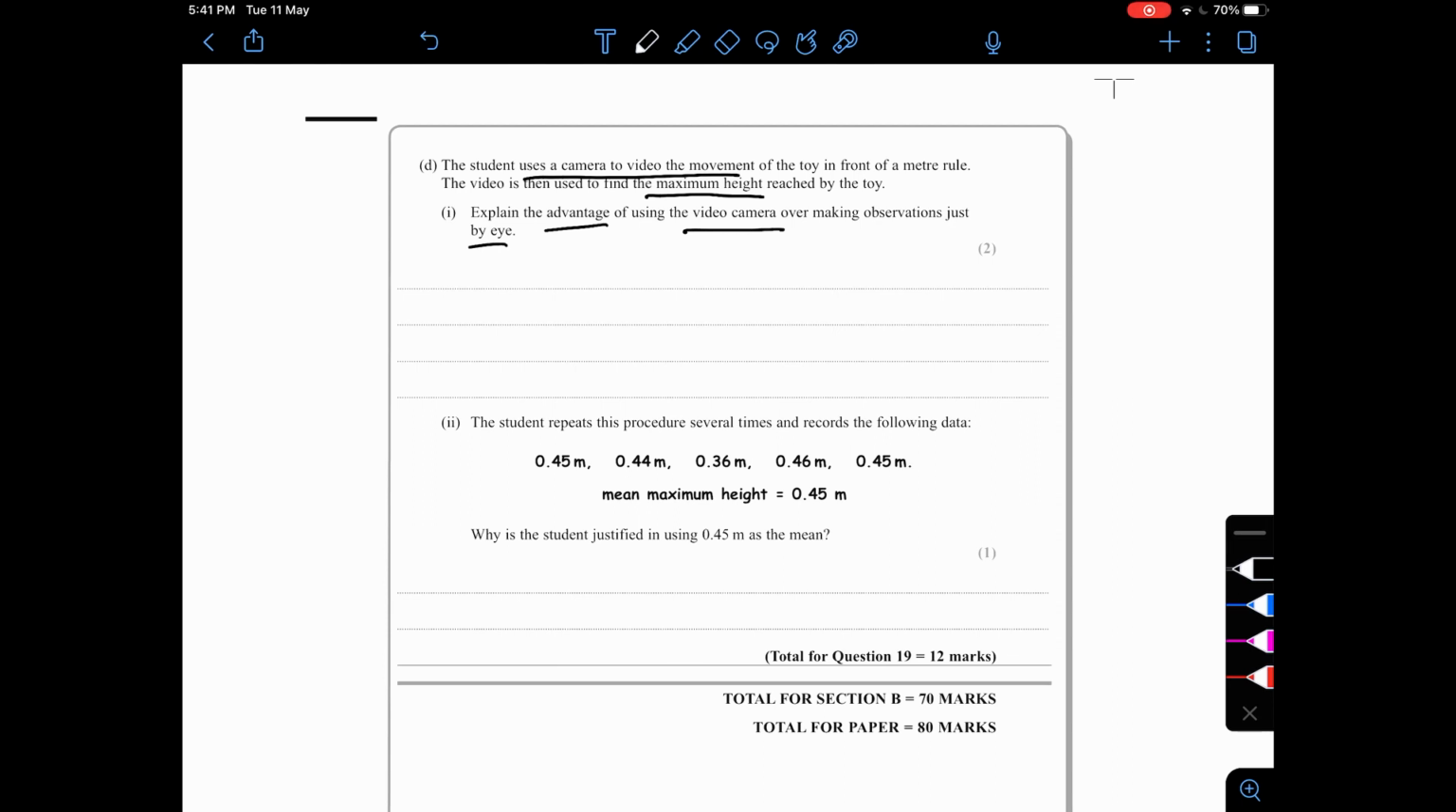Now, if we use the camera to record something, there is no reaction time. We eliminate reaction time error, because everyone has different eyes. Whenever we look at something, we might blink at the wrong time, we might not see it. So this eliminates the reaction time error that we can have in our experiments. The second thing is that, because we have eliminated the reaction time, this improves our accuracy, or precision, of our measurements.